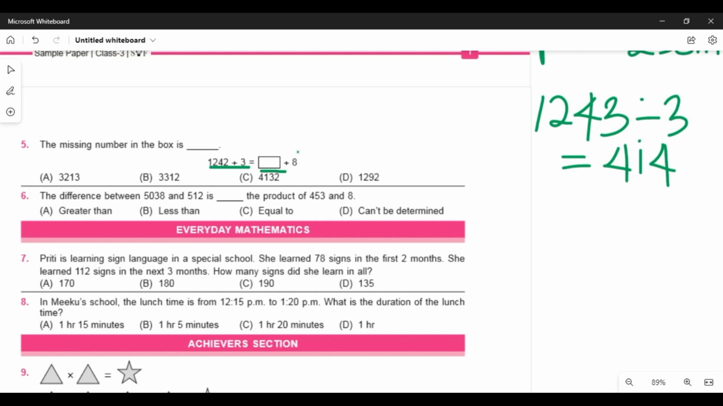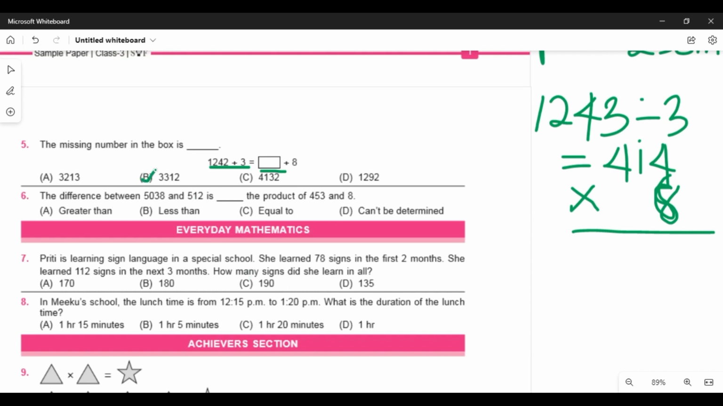So the question is, what can we divide by 8 in this option that will give us 414? In this aspect, what we need to do is to multiply 414 by 8. If we multiply 414 by 8, what are we going to get? That will definitely give us what will be in that missing box. So 414 multiplied by 8 will give us 3312. 3312 remains the correct option.